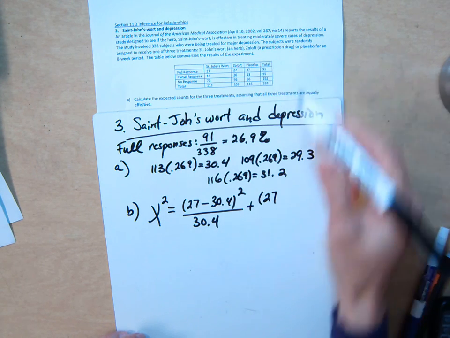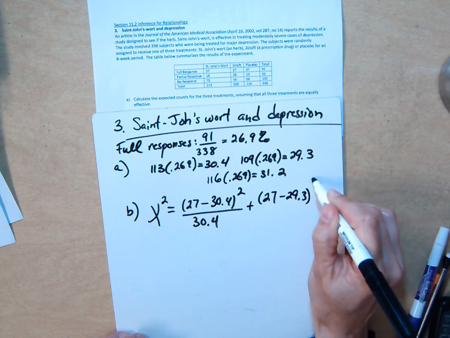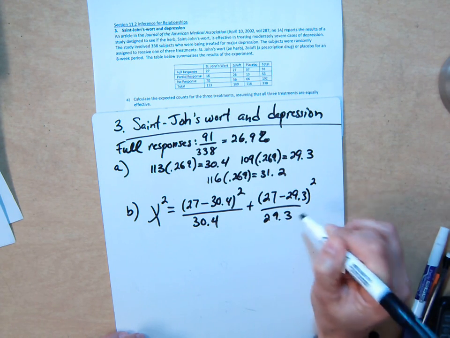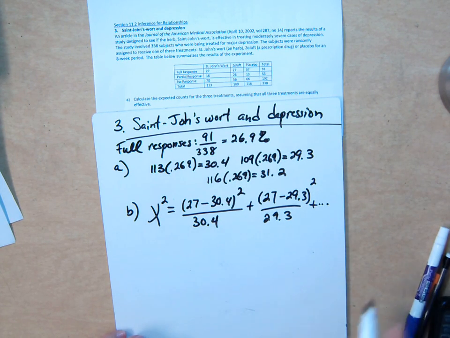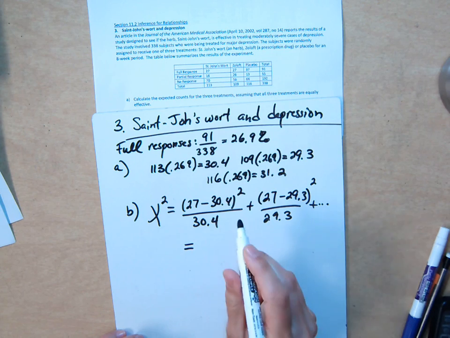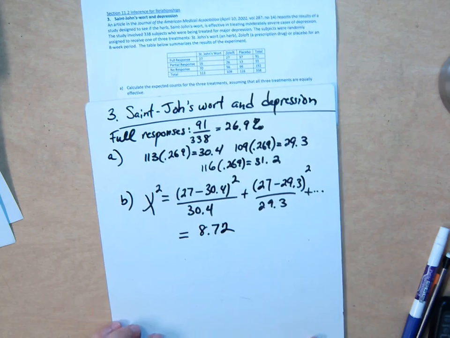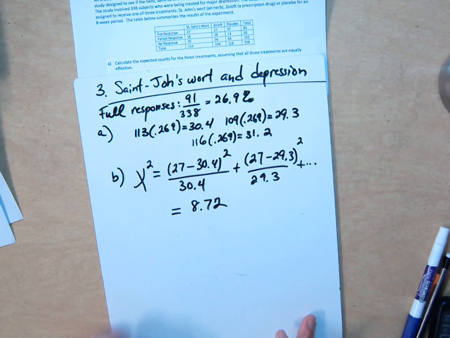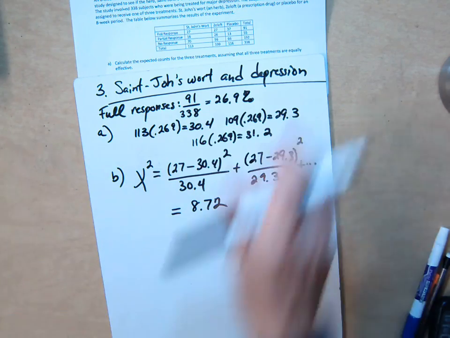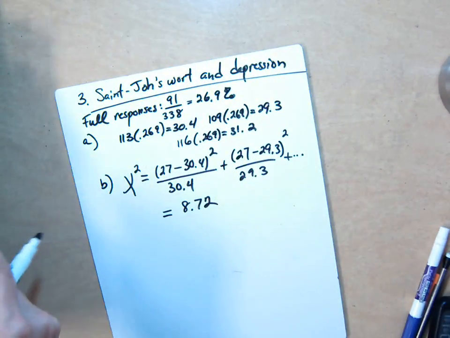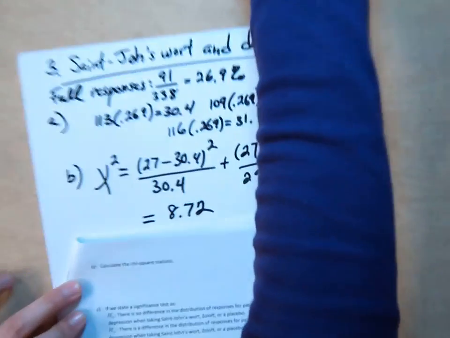27 again, now we're on Zoloft, 27 minus 29.3 squared over 29.3. And then you're going to say plus dot dot dot, because we're not going to do that 9 times and show it. So that equals 8.72. You go through and do that for every cell. And then, so that was part B. So we computed the chi-squared statistic.